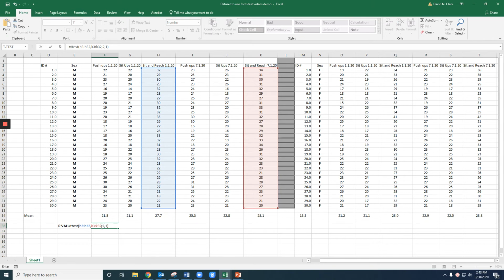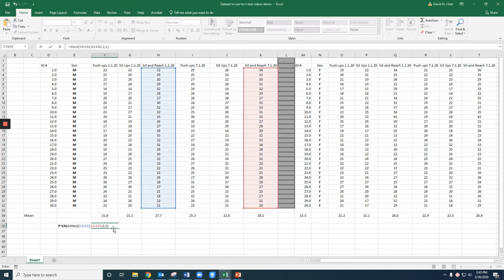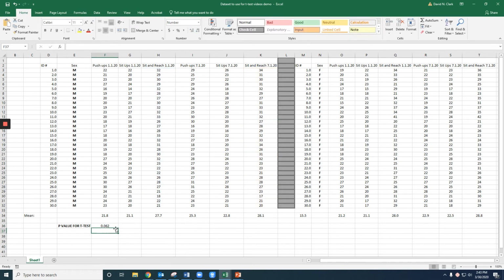Okay, so yeah, look. They're different, right? 27.7, 28.1, different, right? But watch when I run this t-test right here. I think it'll work. Okay, now look. So this is the p-value, guys. That p-value, it's 0.06.